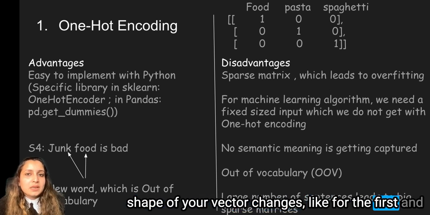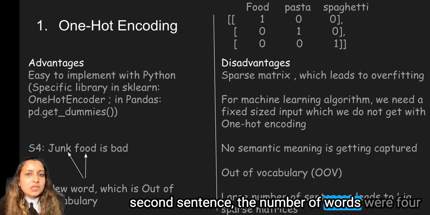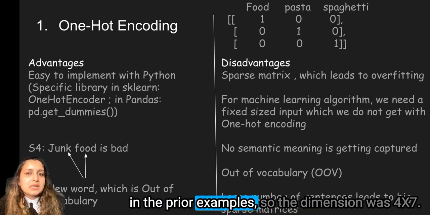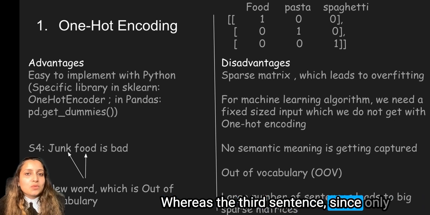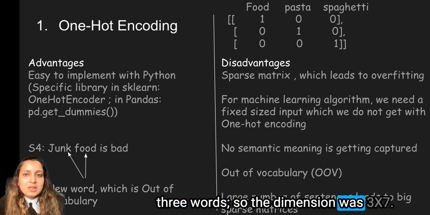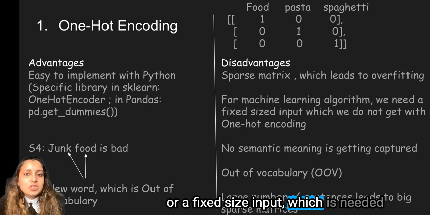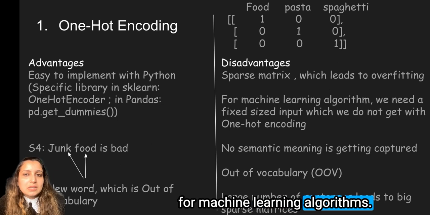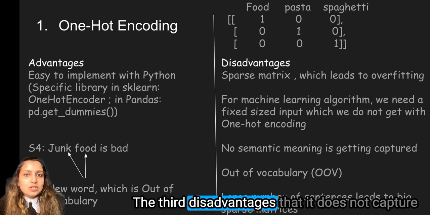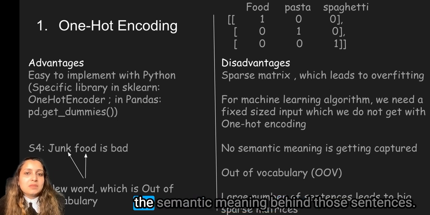Like for the first and second sentence, the number of words were 4 in the prior examples, so the dimension was 4 by 7. Whereas the third sentence has only 3 words, so the dimension was 3 by 7. We are not getting a fixed size vector or a fixed size input, which is needed for machine learning algorithms. The third disadvantage is that it does not capture the semantic meaning behind those sentences.